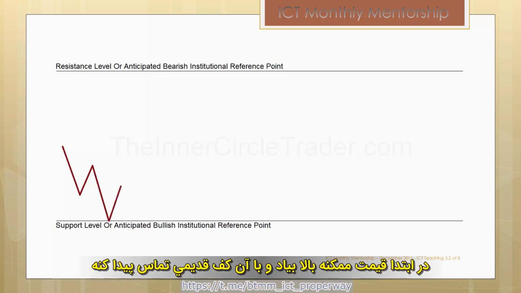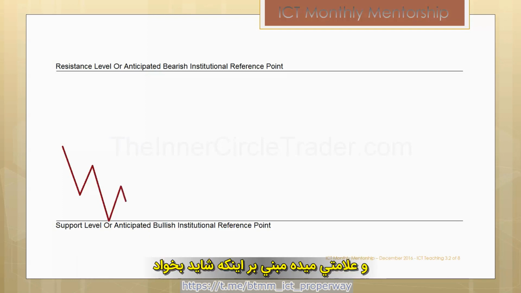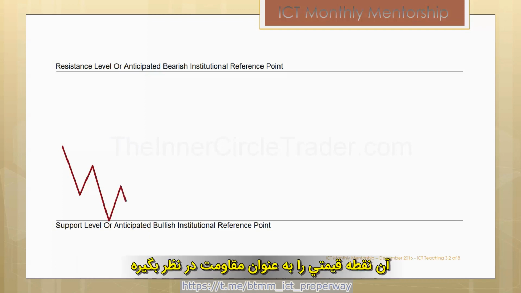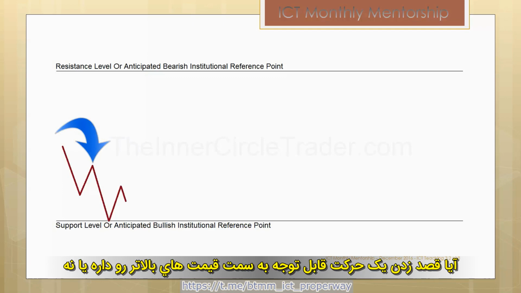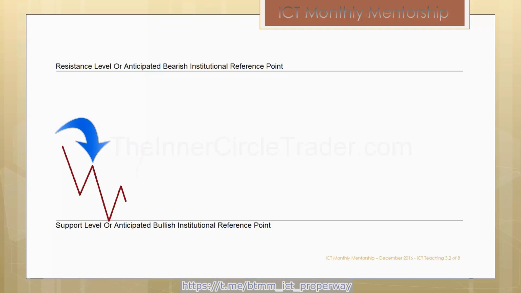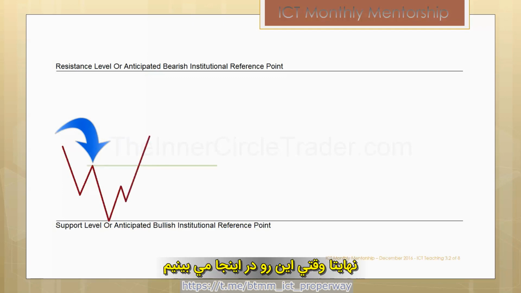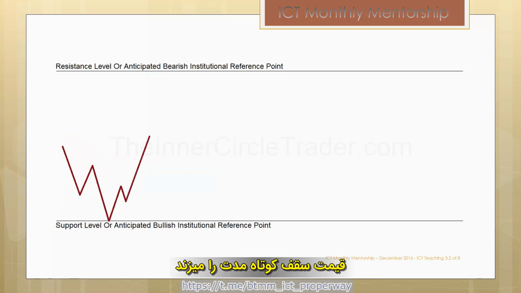Initially, it may come up and flirt with that same old low and give an indication that it may want to view that as a resistance price point. We're more inclined to wait to see if it wants to show a real significant price move higher. Eventually, when we see that here, this is going to be in the form of a market structure shift. It takes out the high or the short-term high.